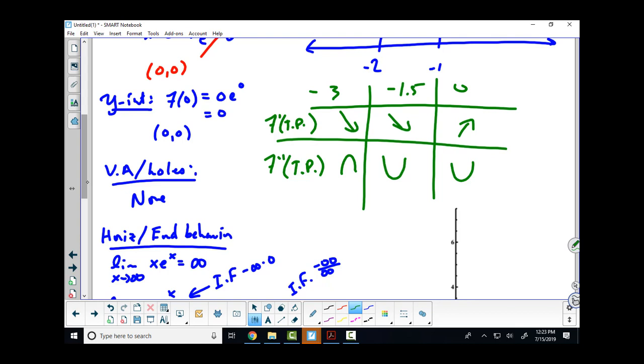So Max, did we find anything interesting on this function? There's a local minimum between -1.5 and 0. Specifically, where is it? At -1. Yeah, so we've got a local min at x equals -1. Great.